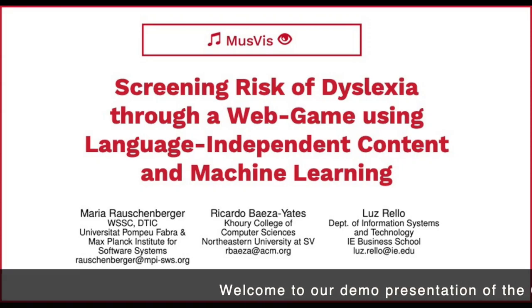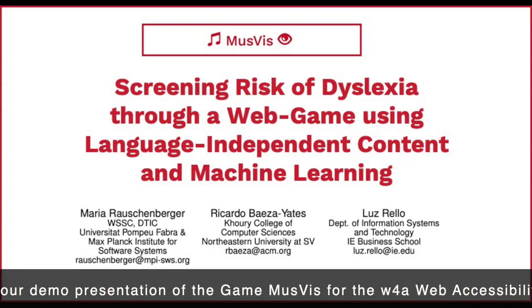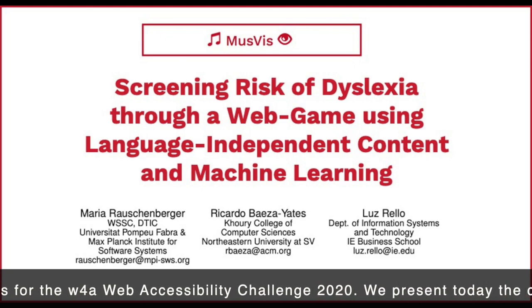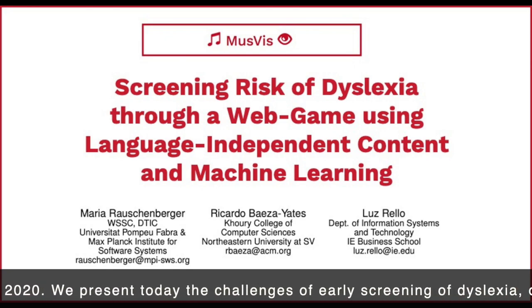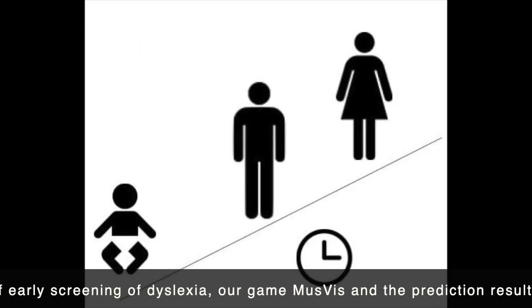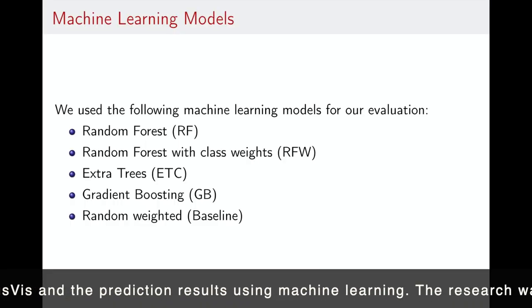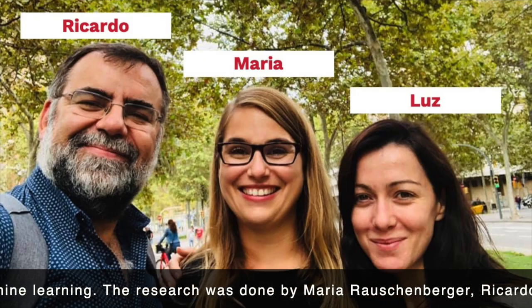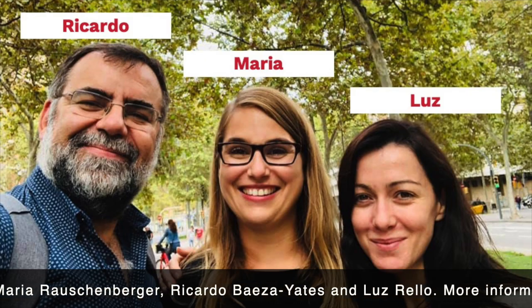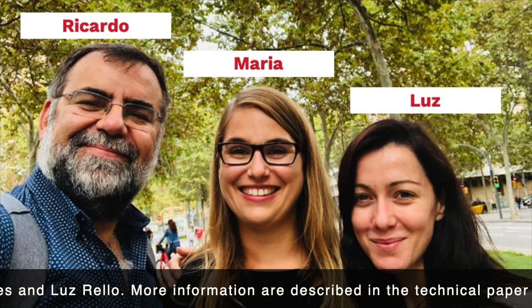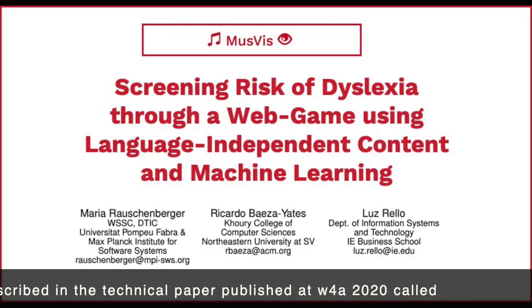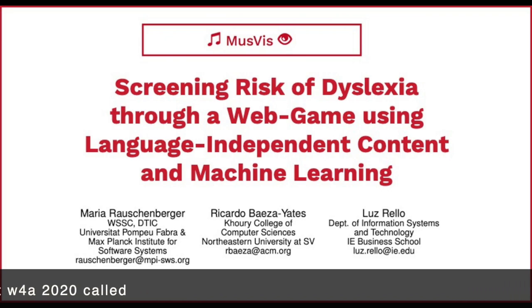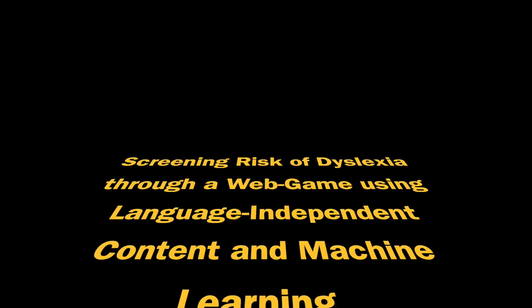Welcome to our demo presentation of the game MoSwift for the Web for All Web Accessibility Challenge 2020. We present today the challenges of early screening of dyslexia, our game MoSwift, and the prediction results using machine learning. The research was done by Maria Rauschenberger, Ricardo Baeza-Yates, and Luz Rello. More information is described in the technical paper published at Web for All 2020 called Screening Risk of Dyslexia Through a Web Game Using Language-Independent Content and Machine Learning.